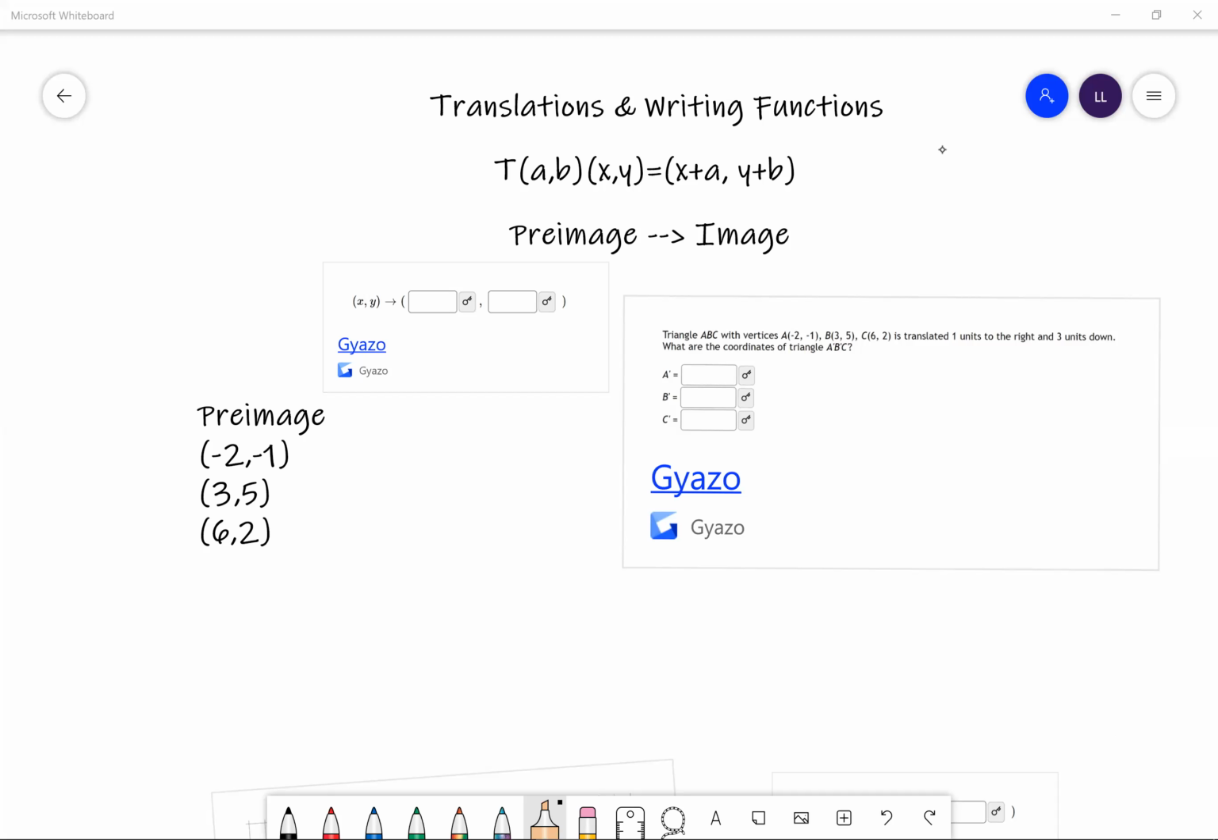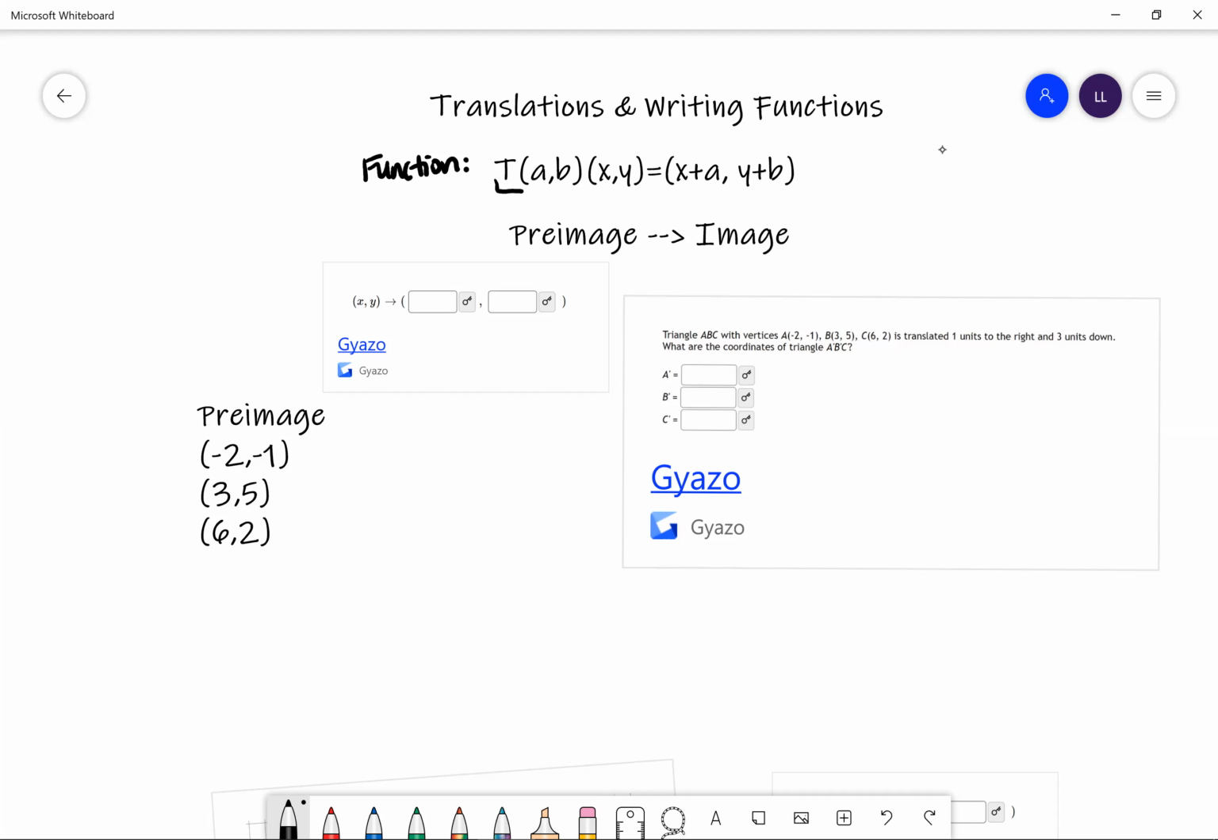Hi, everybody. Today we're going to talk about translations and writing functions. Okay, so translations, well, transformations are functions, period. So here we go. This right here is a function. And this is the formula, or you could say the form, that we use to write a translation function.